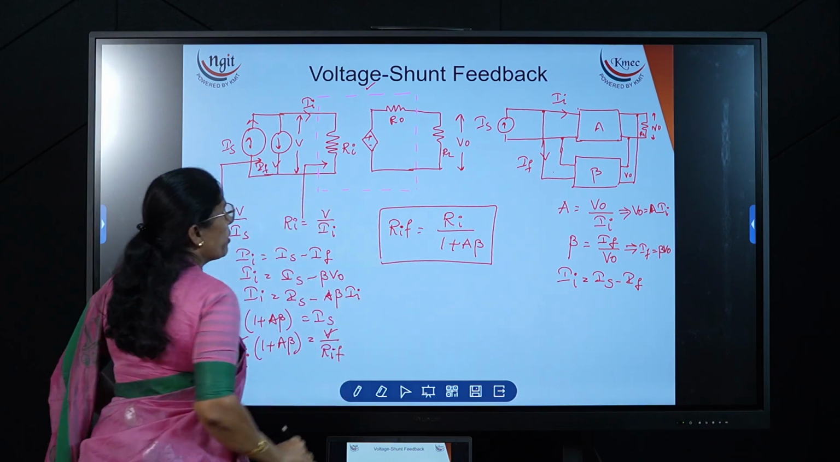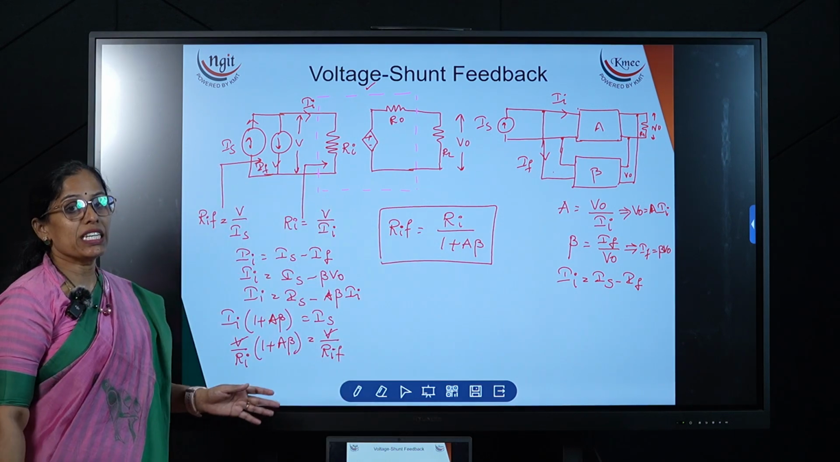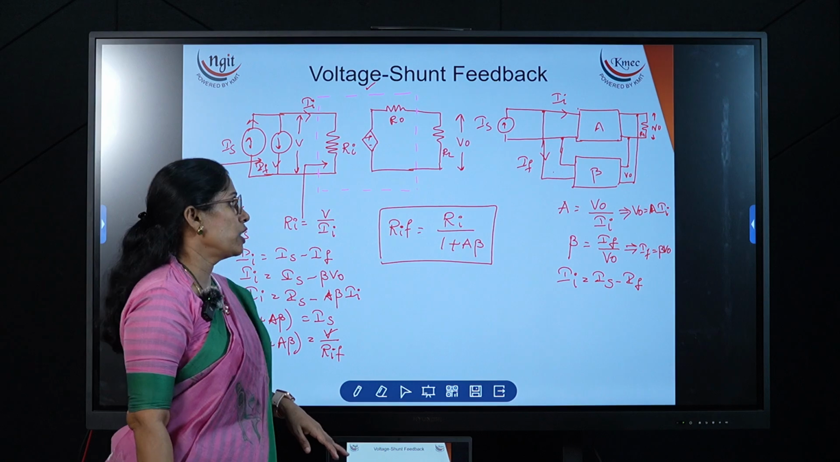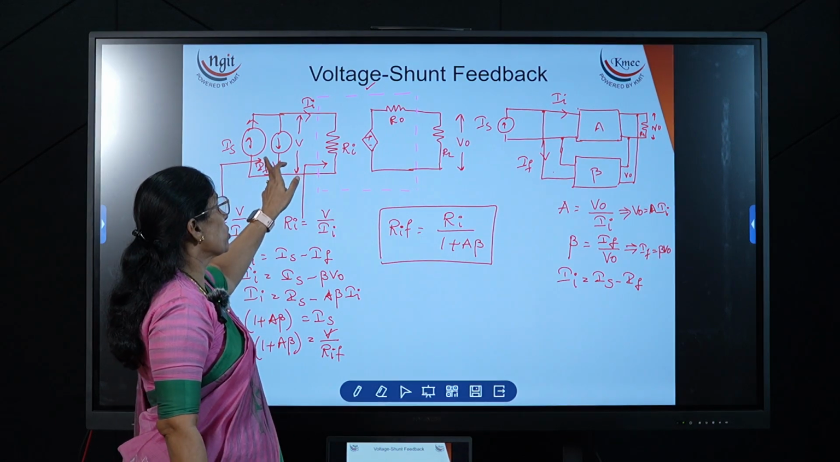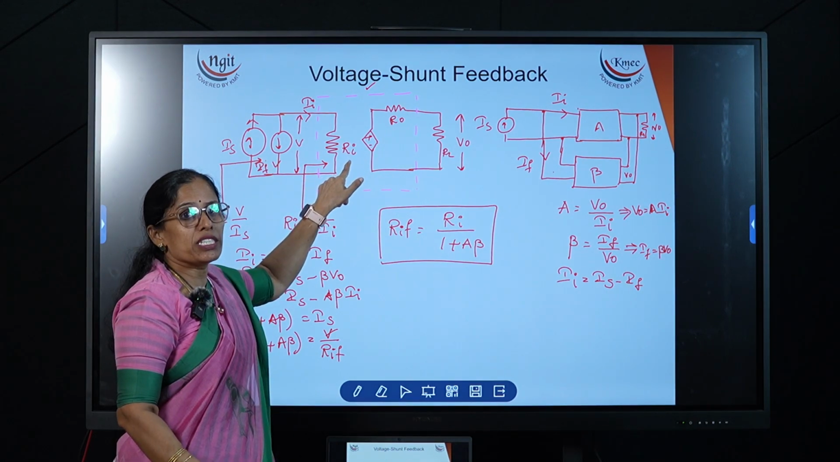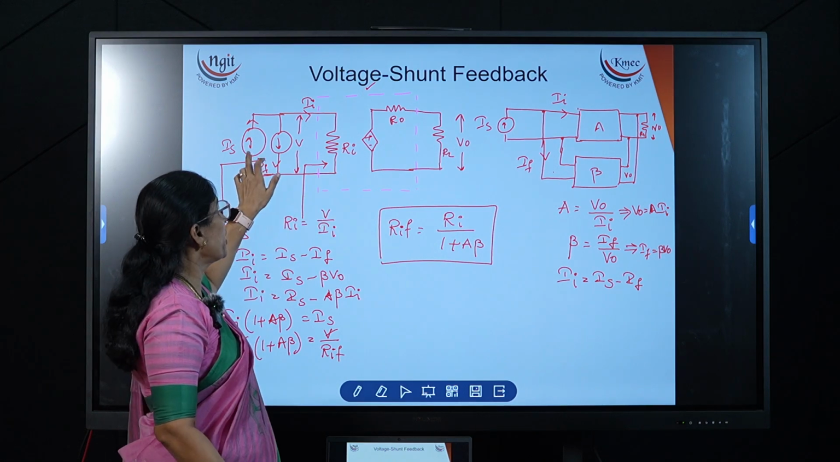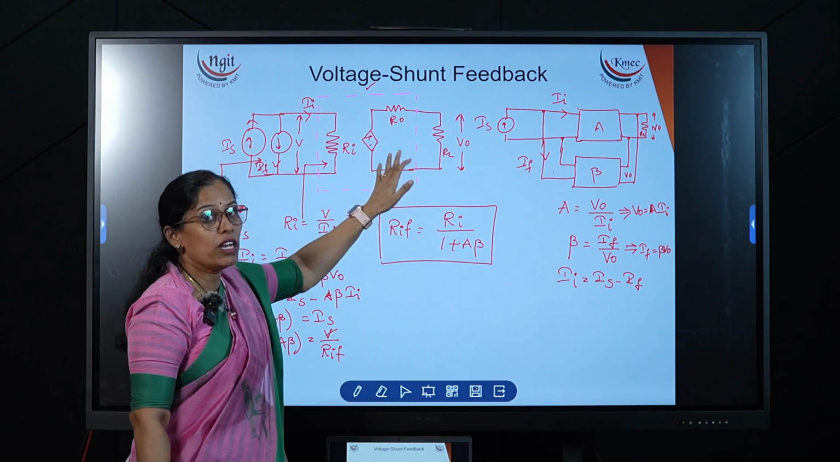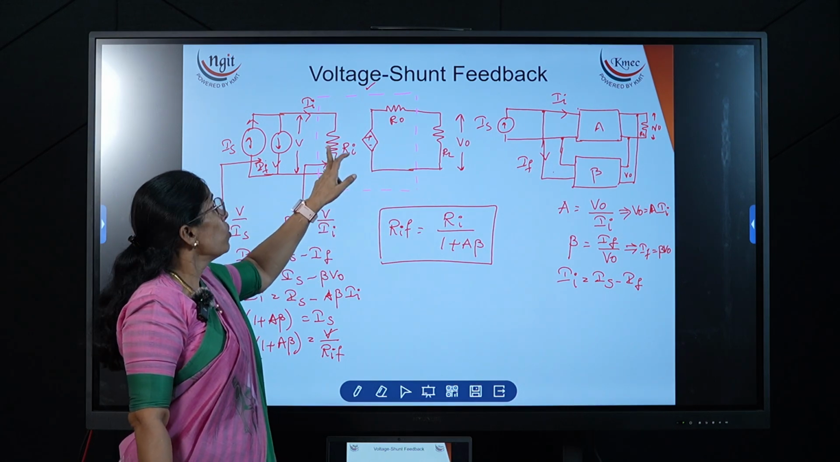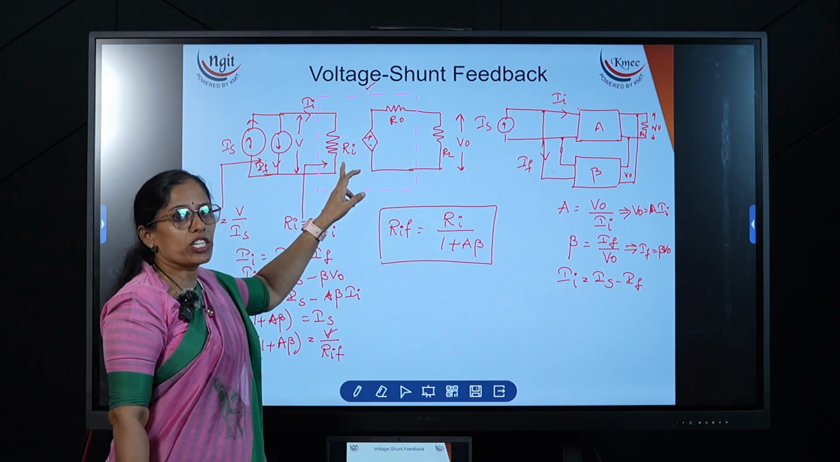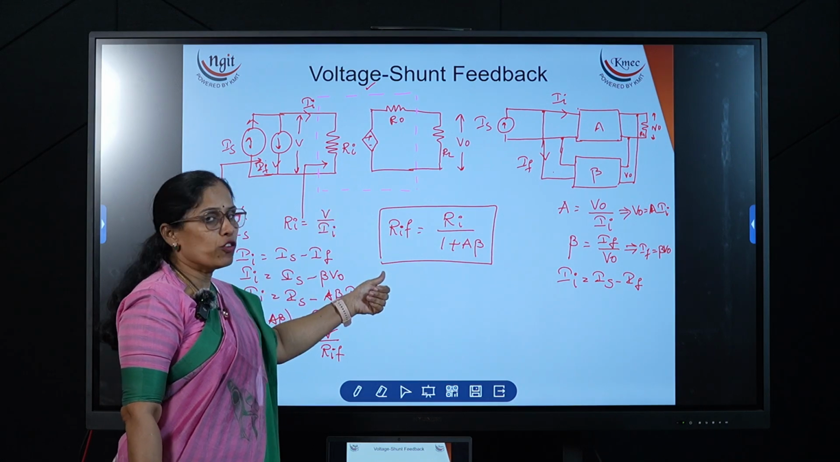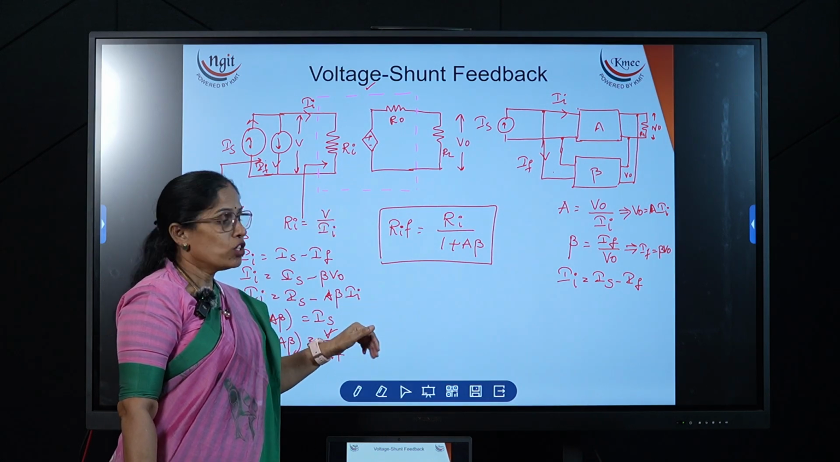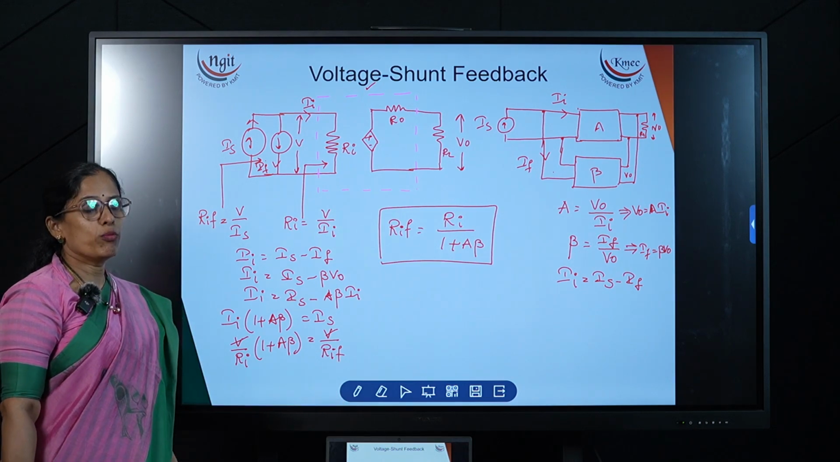So with the negative feedback, what happened? The input resistance decreased by 1 plus A beta times. Now input side is the current source. The less the input resistance, the more of the supply current will flow through the amplifier, thereby it will amplify and give the output. So in the voltage shunt, input resistance should be less. With the negative feedback, it is further reduced. Now this is the effect on the input resistance.